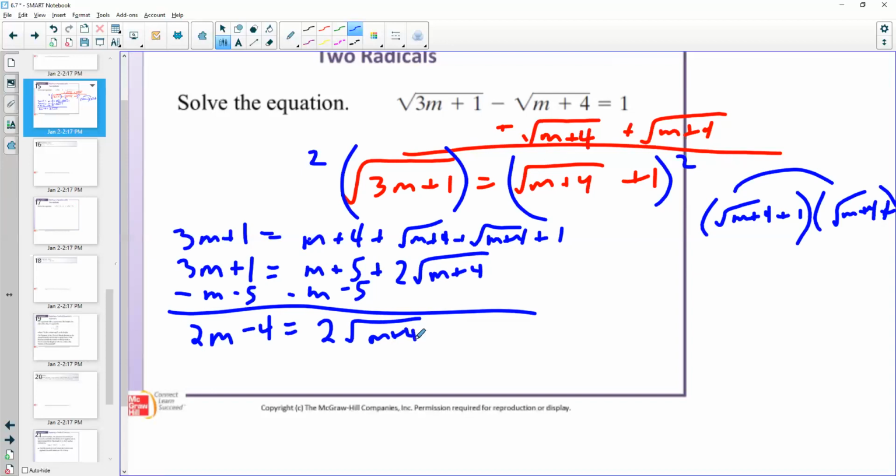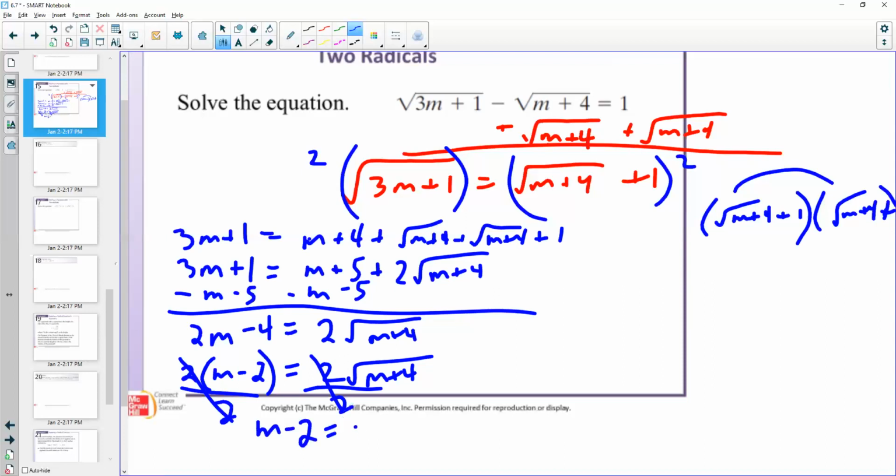Okay. In this case, it is really convenient. Okay, watch what's going to happen. This doesn't always happen, but it can. So I can factor out a 2 on the left. 2 times m minus 2 equals 2 radical m plus 4. What that lets me do is divide both sides by 2 and cancel them out. So on the left I have m minus 2. On the right I have radical m plus 4.